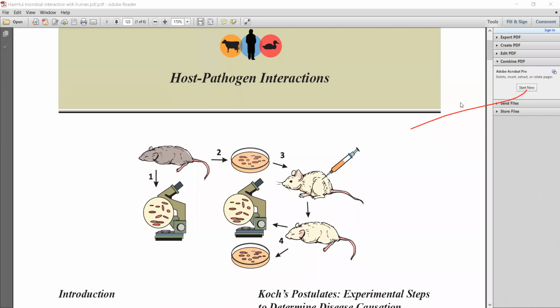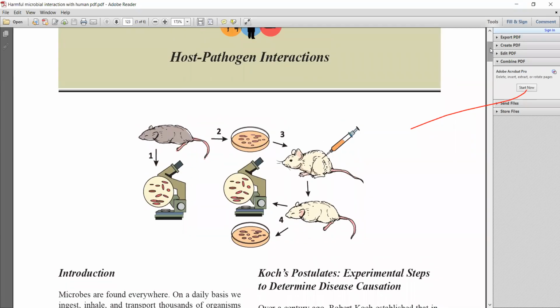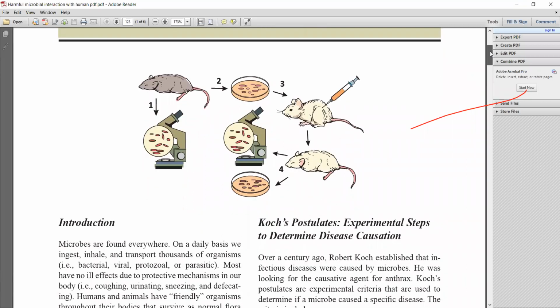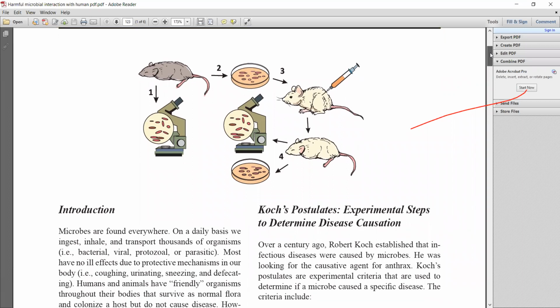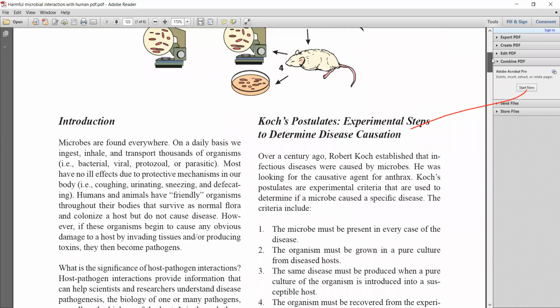Okay, so today the topic that we are going to study is host pathogen interactions. We have already learned about the different microorganisms that are associated as normal flora with our body or with the host. Now, today we will see how the interaction between a pathogen and a host takes place. So let us go ahead with that.